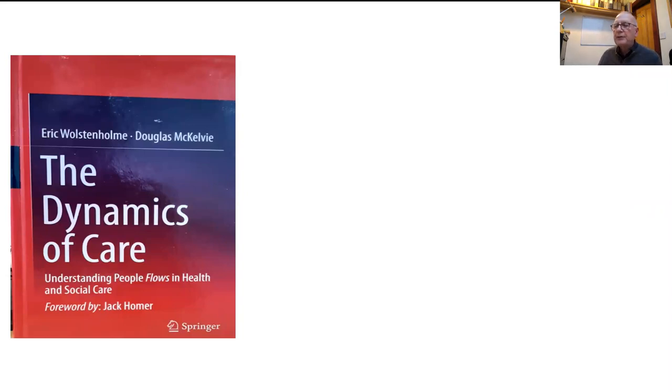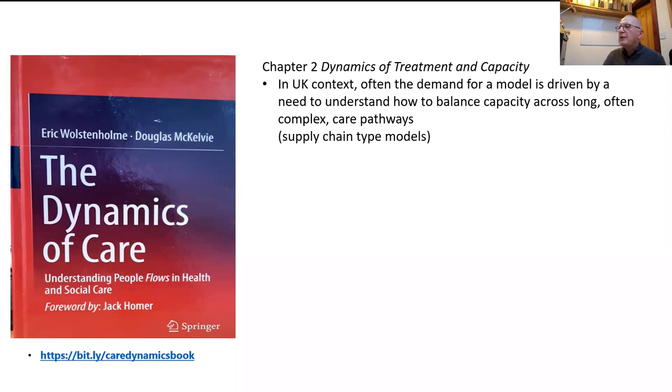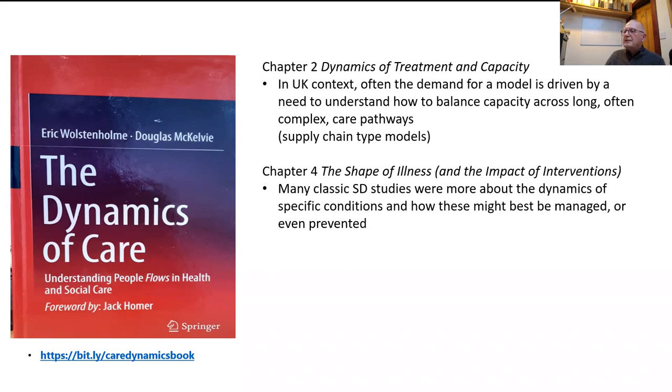Another good use of the health SIG is to promote the book that Eric and I wrote a couple of years ago, which obviously most of you will have read from cover to cover. Some of you here will even have provided its foreword. And you can get more information there. But basically, in chapter 2 of the book, we look at how very many of the models that we've built in the health and social care sector over the years have been about balancing capacity across complex care pathways, a kind of supply chain sort of model with backlogs in it. But actually, in chapter 4, we look more at what we call the shape of illness. And that really owes a great deal to the work of particularly people like Jack and Gary, whose models are very focused on the dynamics of particular conditions.